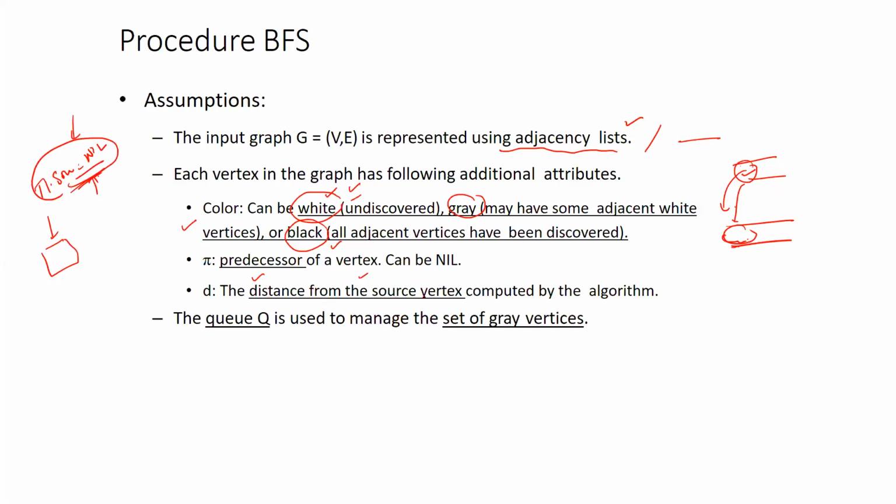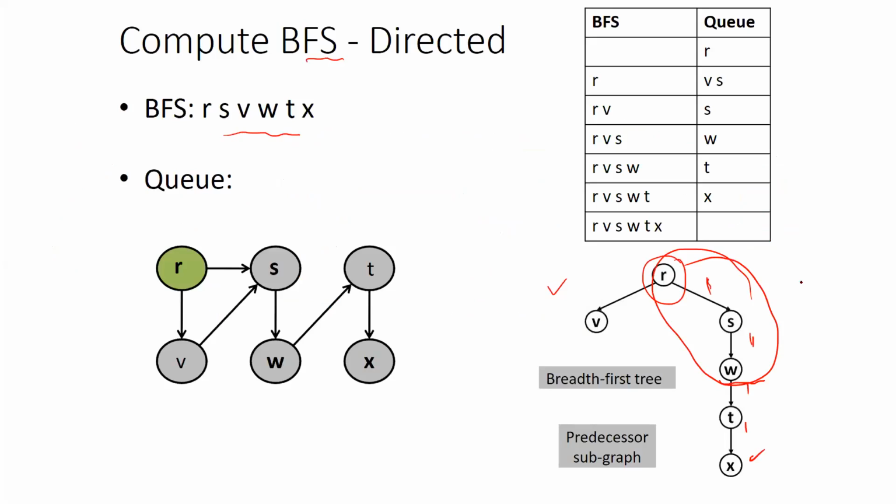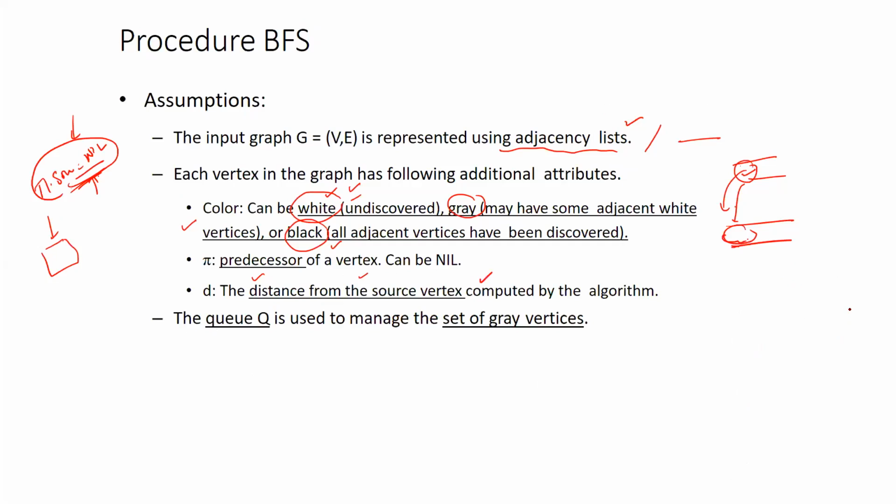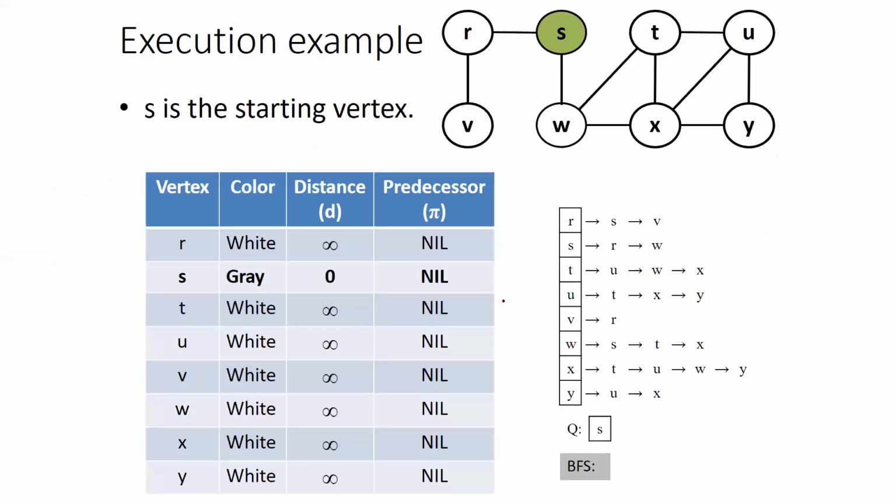And the distance of the source vertex is computed by the algorithm. Distance of x, d of x, will be equal to 4 from the source vertex. Distance of w will be equal to 2. That distance is being implicitly calculated here. And within the queue, all the vertices will be of gray color. Now coming to this example, we will discuss the algorithm part. So what is inside this?